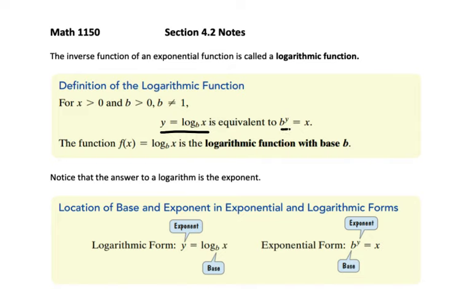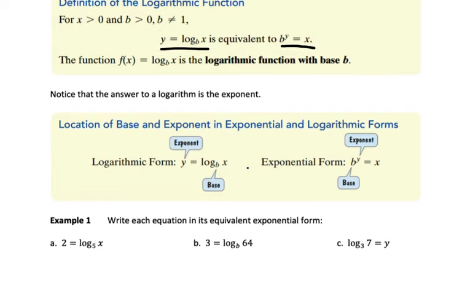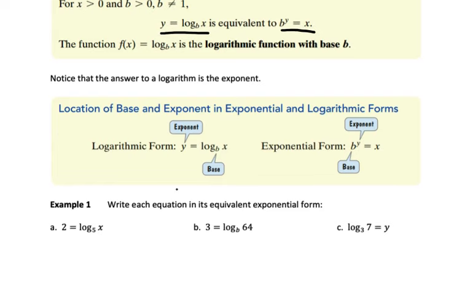So you want to pay close attention to the position of the three numbers or variables. We have the base b, we have the power y, which is the answer to the logarithm, and then x is the answer to the exponential form. Another box that shows this in a more concise way is this one. Logarithmic form is y equals log base b of x. Exponential form, b to the y equals x. b is the base, y is the exponent, x is the answer.